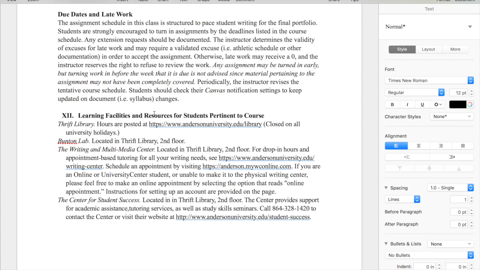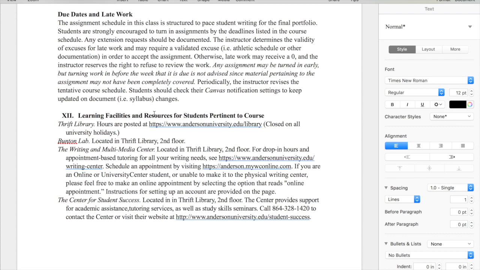The Thrift Library is a fantastic resource. The librarians there are well trained and fully qualified to help you with any research. They may overwhelm you with how much they know. Our library website is fantastic.